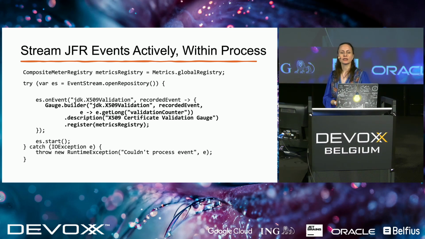The other way to do it is to stream JFR events actively within the process. What this means, in the case of my application, is to have, let's say, a startup that says, when you start, I want to get access to the metrics registry. This is the usual metrics registry that I can have access to, as for other metrics that I can add to export to Prometheus as well. And then I can try to open the event stream and the repository of the event stream and catch the events that I'm interested in.